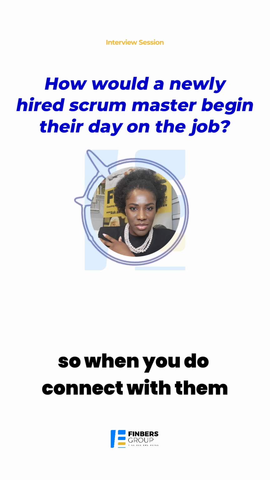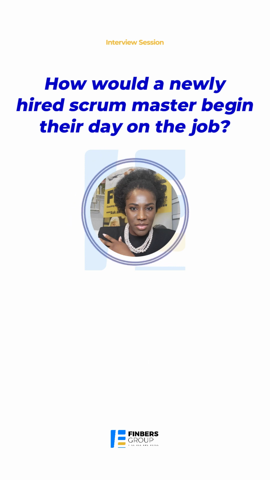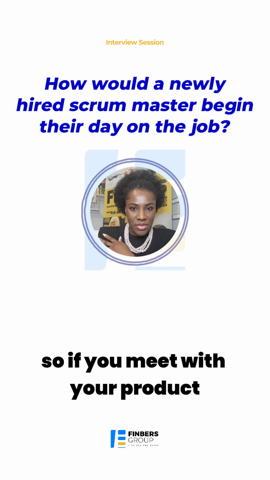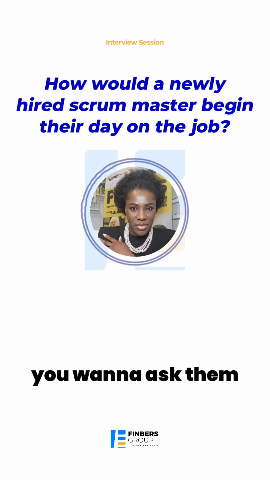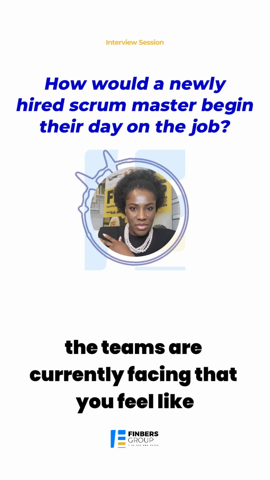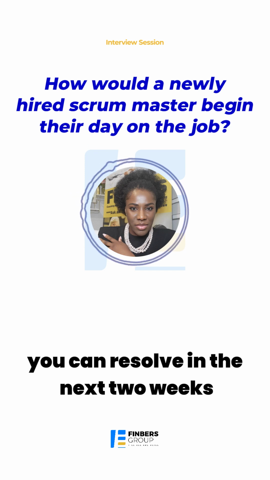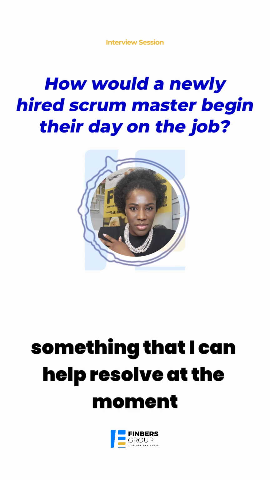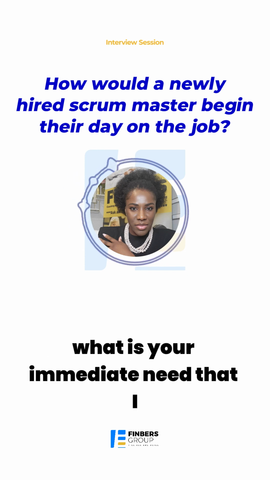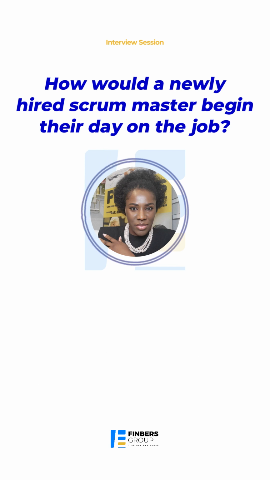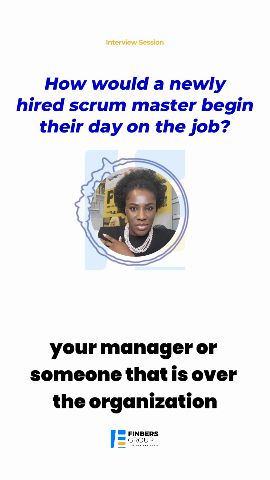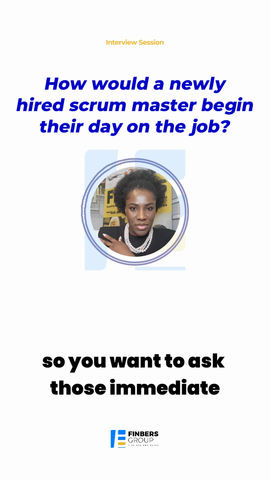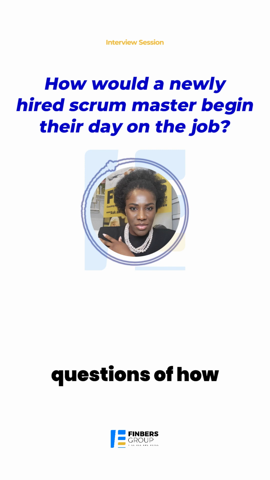When you do connect with them, you want to make sure that you're asking a few questions that let them know you're ready. What is the pain point that the team is currently facing? If you meet with your product owner or product manager, ask them, what are the main issues that the team is currently facing that you feel like I can help resolve in the next 2 weeks? Give yourself a timeline. What is something I can help with in the next 2 weeks? What is your immediate need that I can work with right now? If you're meeting with your manager or someone that is over the organization, you can also ask, what is one of the organization's immediate needs that I can help or support with? Ask those immediate questions as you meet your team.